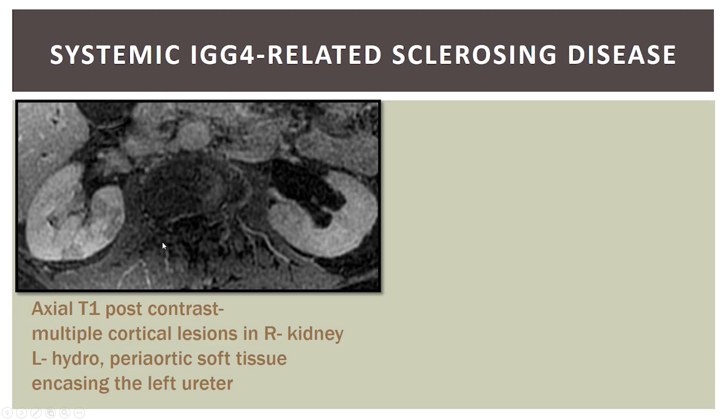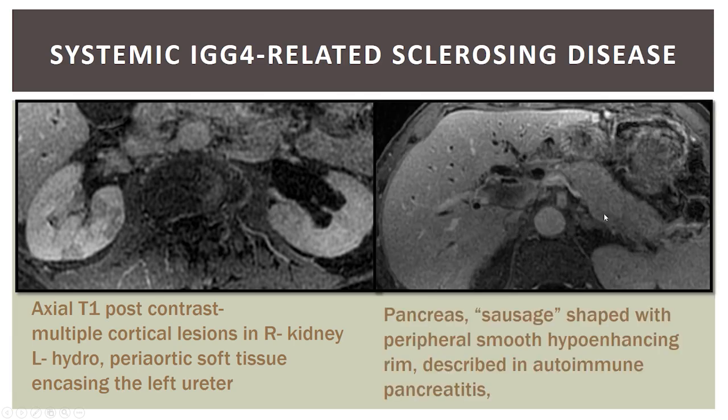We have axial T1 post-contrast. You see multiple foci of hypoenhancement in the right kidney, and at the same time you have left renal hydronephrosis, since there is a retroperitoneal fibrosis, not shown on this image, distally obstructing the left ureter. The image through the pancreas shows a typical sausage-shaped pancreas, which is thickened with a thin hypoenhancing rim surrounding the pancreas, described as sausage pancreas seen in autoimmune pancreatitis. Also notice the intra- and extrahepatic biliary ductal dilation due to sclerosing cholangitis.